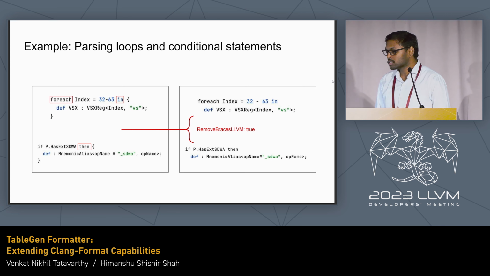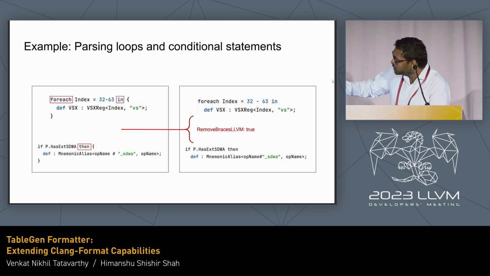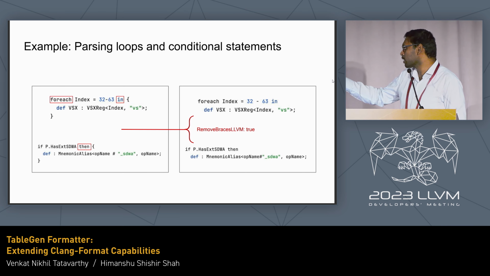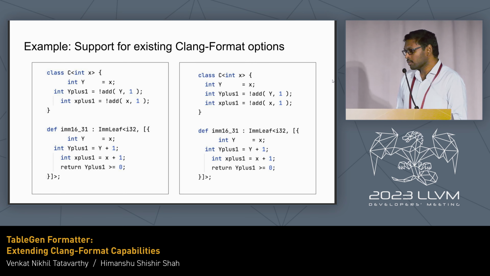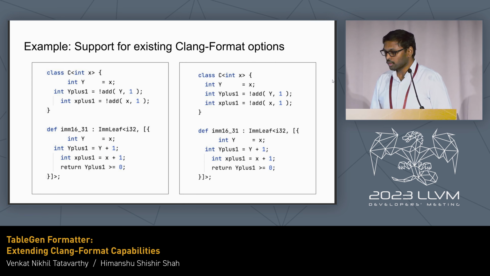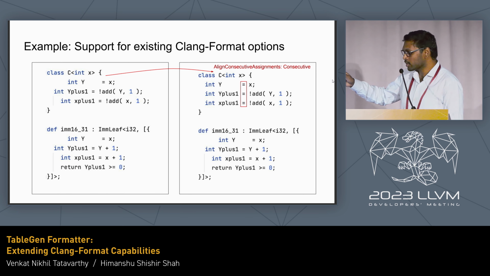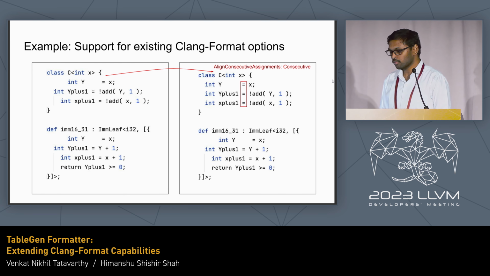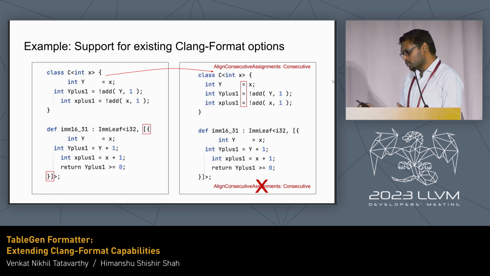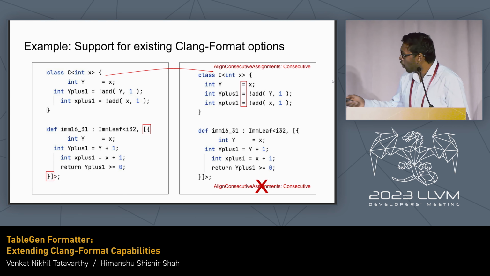Similarly, we also parsed for loops and conditionals, where only after the in and then keywords there were the optional braces that could be removed or added. As you have seen in the previous examples, we have also added support for a few of the existing Clang-Format options. One other such example is the align consecutive assignments. As you can see on the top, the assignments have been uniformly formatted. But if you see at the bottom, the assignments inside the multi-line code block have not been formatted.